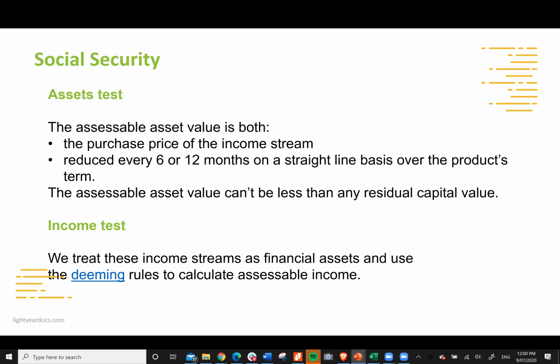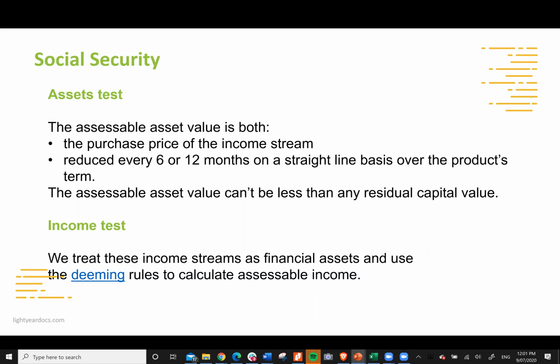But essentially, if we have a look at the assets test, the purchase price of the income stream. If I look at the one I did for Mum and Dad, it was $200,000. That is the initial assets test, which makes sense. Then that's reduced every 6 or 12 months on a straight line basis over the product's term. So over 3 years, because they assess it every 6 months, that's 6 payments, $200,000.